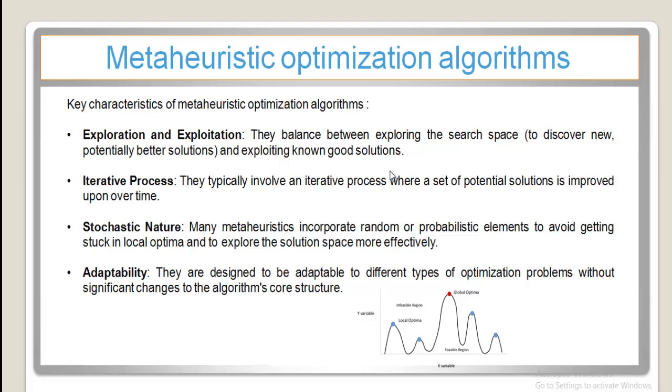And the last characteristic of metaheuristic algorithms is their adaptability. Metaheuristic algorithms are not built for just one type of problem. With minor to no changes in their core structure, they can be adapted to solve a diverse range of optimization challenges.